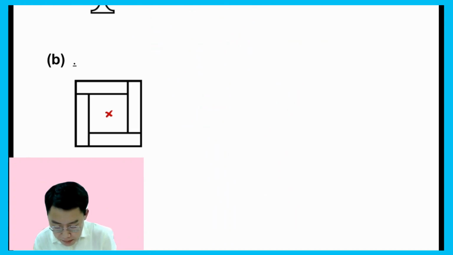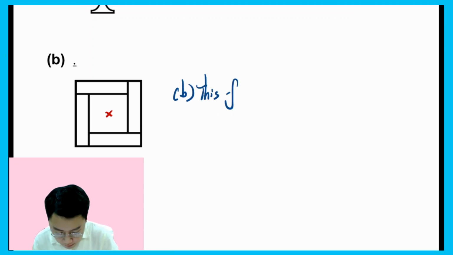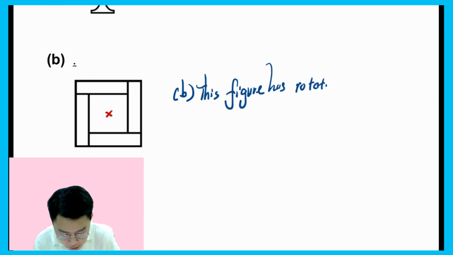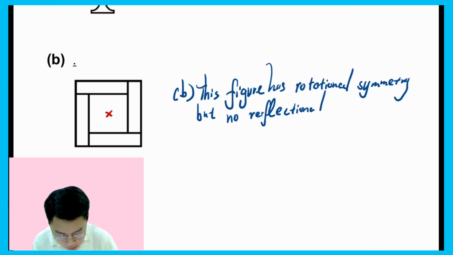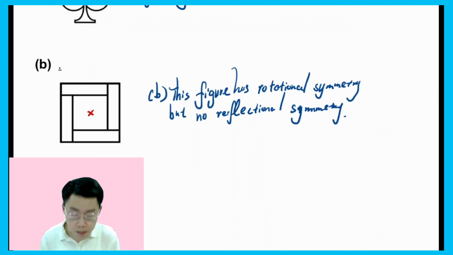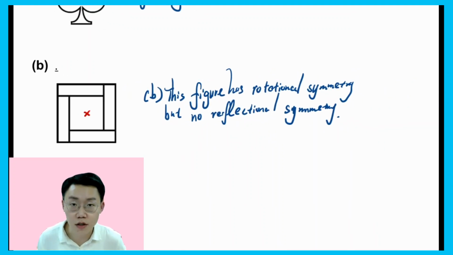And let's see part B. Part B, this figure has rotational symmetry but no reflectional symmetry. Okay, for part B, this figure has rotational symmetry but no reflectional symmetry.